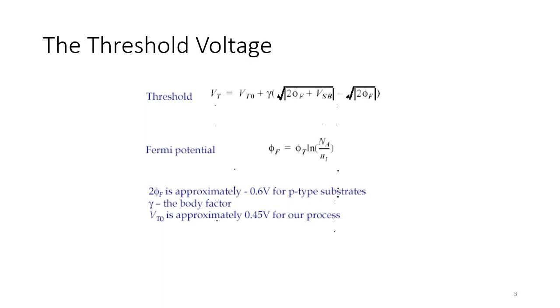The expression for the threshold voltage is given here. Vt is equal to Vt0 plus gamma times the change in the square root term, where Vt0 is the threshold voltage at 0 degree Kelvin, gamma is the body factor, phi f is the Fermi potential, and VSB is the source to body voltage.